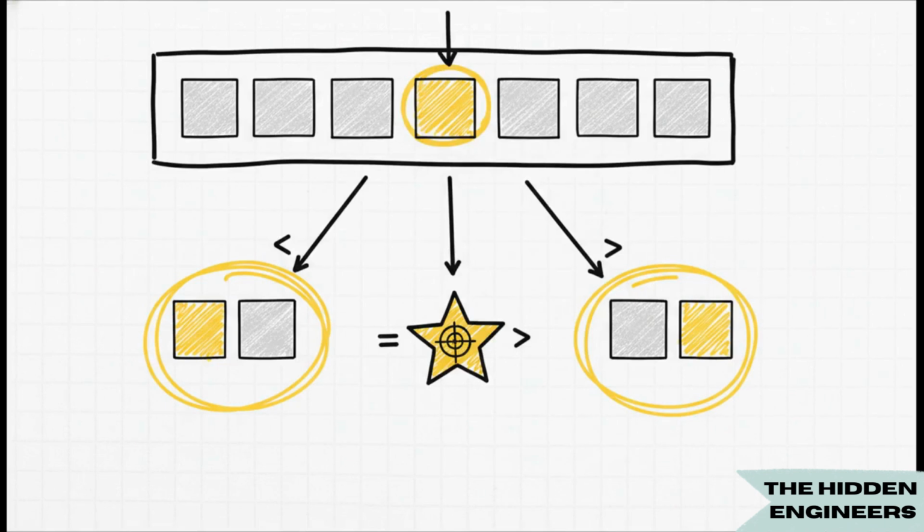And the thinking process is just beautiful. You look right at the middle element. Is that your target? Awesome, you're done. Is your target smaller than the middle element? Well, then you know it can only be in the left half, so you can just ignore the entire right side. And if it's larger? You guessed it, you ignore the entire left side, and you just repeat that process on the smaller and smaller half.